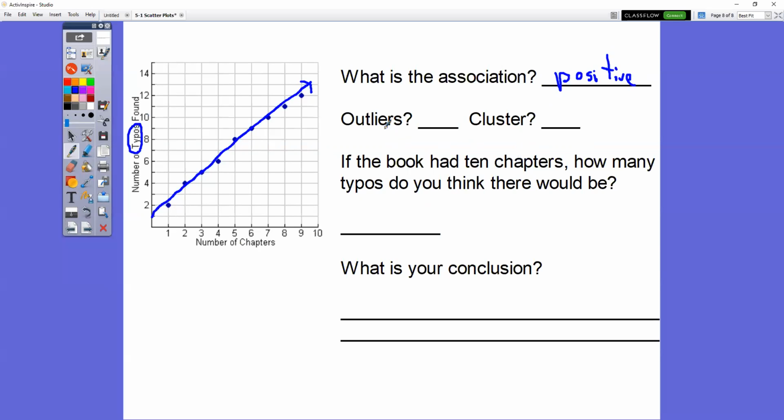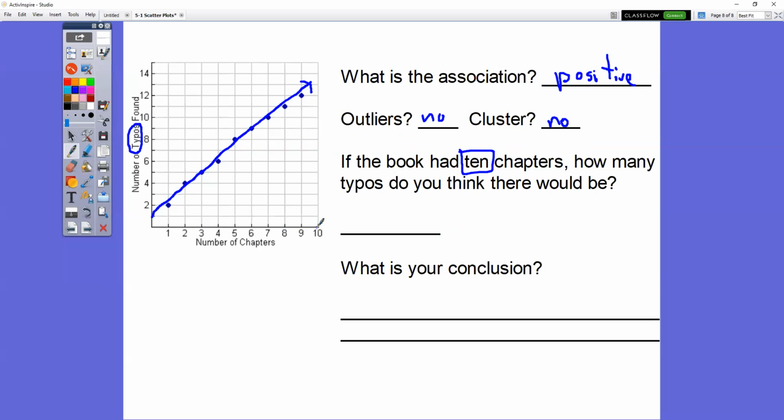Are there any outliers? Are there any points that are far away from all the other ones? Nope. Are there any clusters? Are there any points that are really, really close to each other? Nope. If the book had 10 chapters, how many typos would you think there would be?